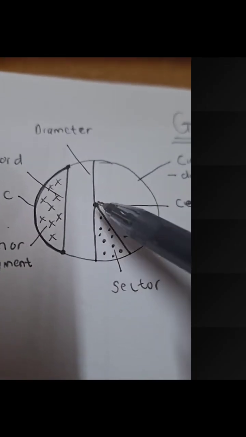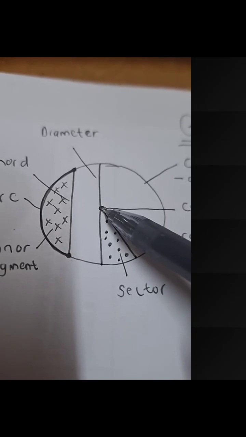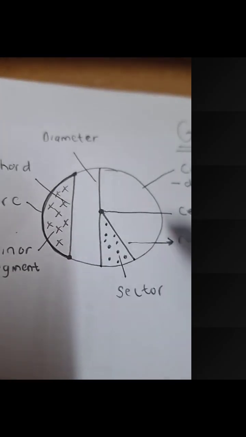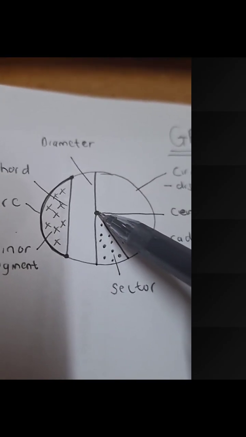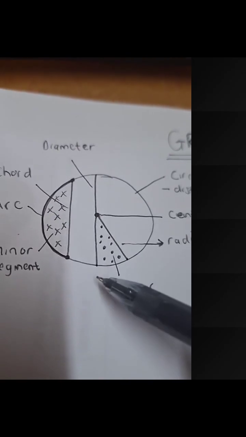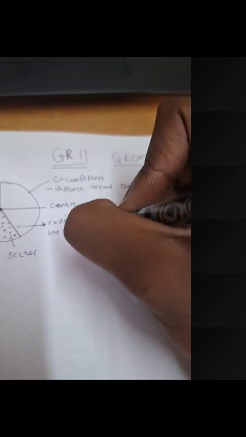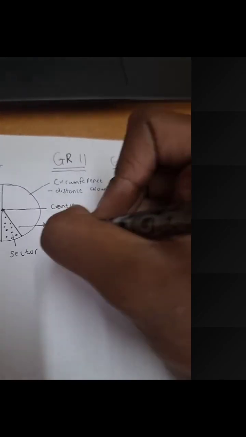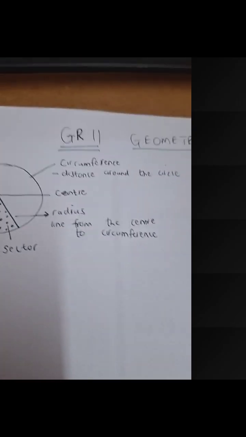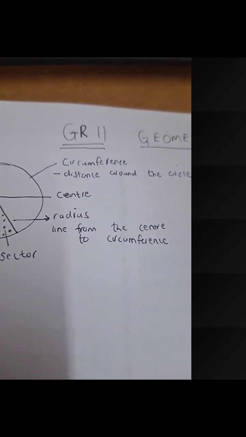The center is simply that middle point. It's internal to your circle, the middle point. It's like midway along your diameter. That's your center, your middle point. The radius is the line from the center to the circumference of a circle. We refer to that as a radius.